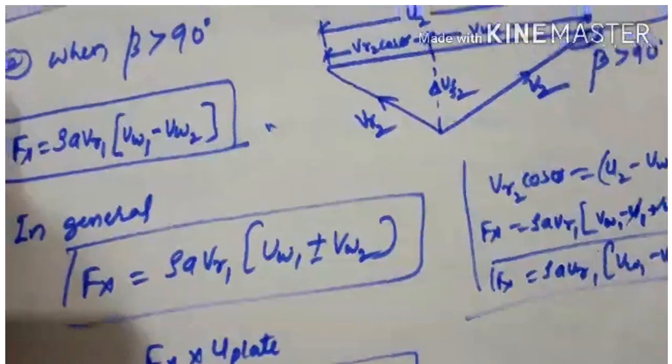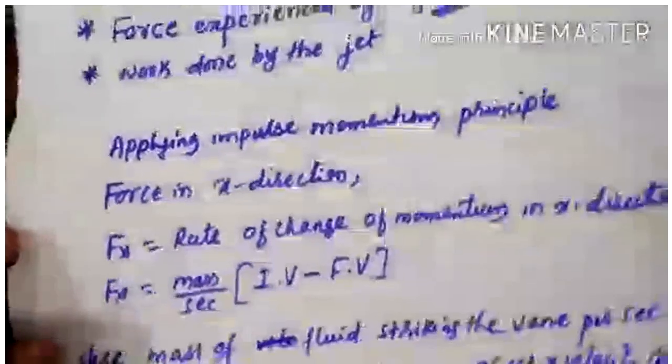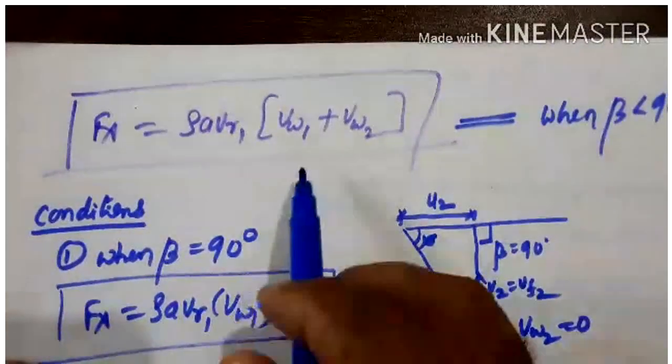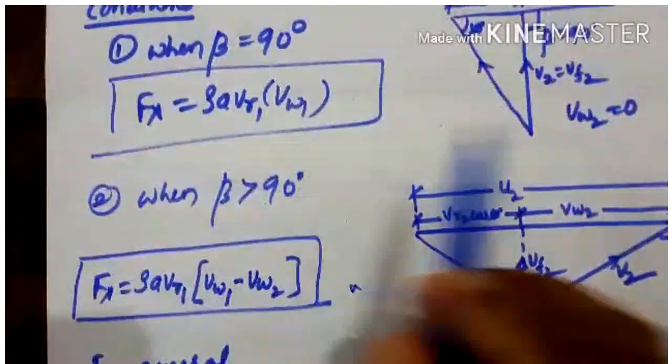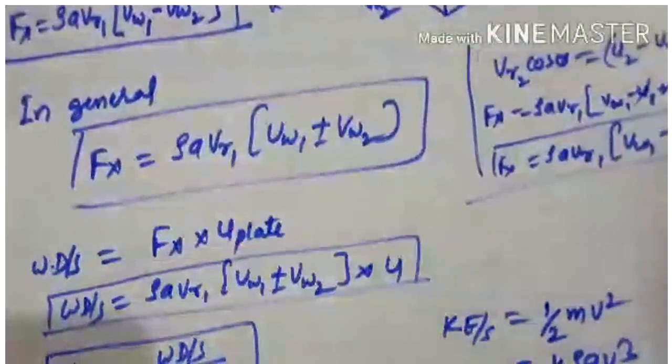So I hope you understood these conditions. These conditions are very important, and the derivation is also very important. Questions on the force experienced by a jet, and also the work done by the jet, are asked many times in exams. Taking the velocity triangle into account, you have to get the force exerted by the jet in x direction, for beta less than 90 degrees, beta equal to 90 degrees, and beta more than 90 degrees. Finally this is the efficiency of the jet. Then you calculate work done per second. Again, in general the equation can be written like this. Okay, thank you.